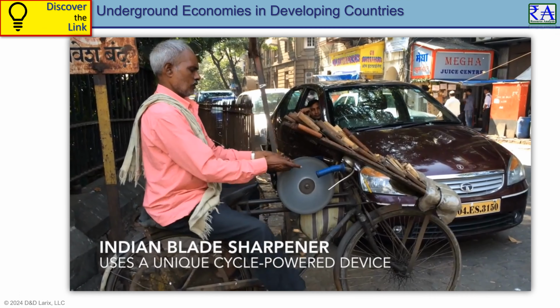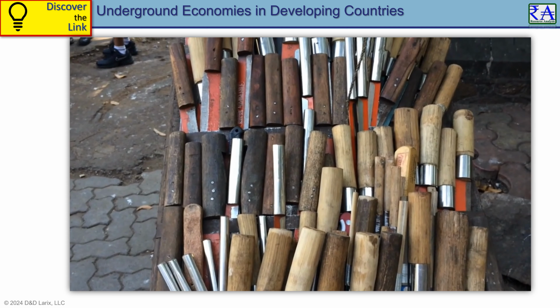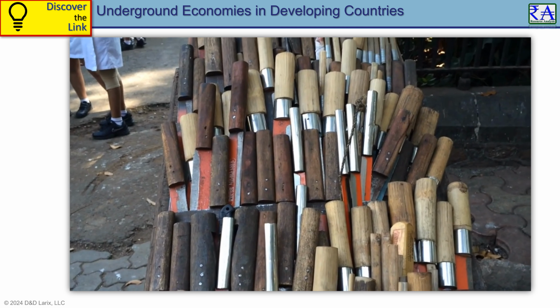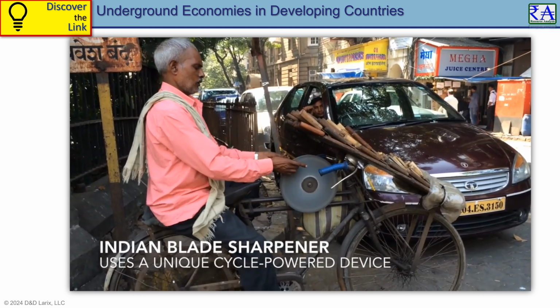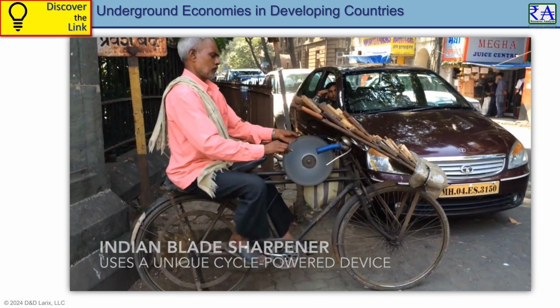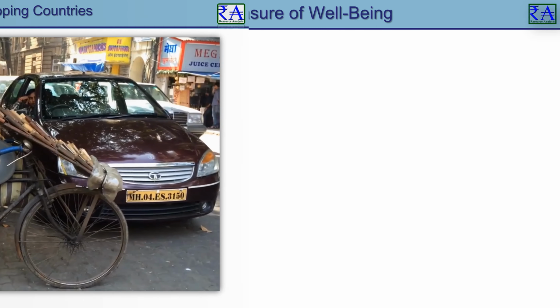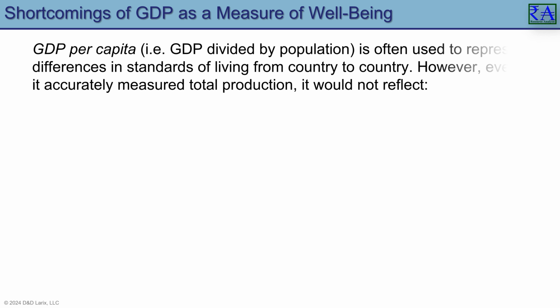It can also be a result of limited trust in the government or financial institutions to protect private property or enforce contracts fairly. As a result, these economies function in a way that is not captured by GDP measurements, yet they play a vital role in sustaining livelihoods and contributing to the overall economic activity. The main purpose of GDP is to measure a country's total production.